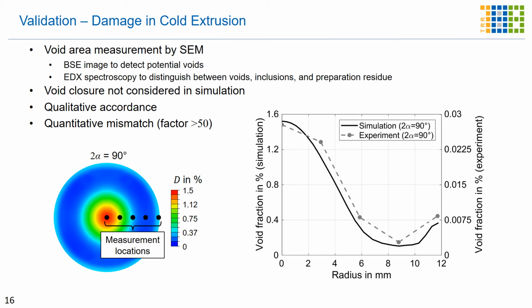So we applied it at different positions along the radius of the extruded part, as you can see on the left hand side. On the right hand side, you can see a comparison of the measured experimental results with the simulation. We can see again that it is possible to predict the qualitative distribution of damage evolution in the cold extruded part, but the magnitude is overestimated by a factor of about 50 in the simulation, as we can see on the different magnitudes of the axes used for experiment and simulation in the graph.